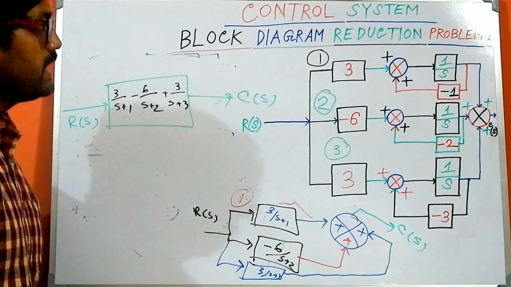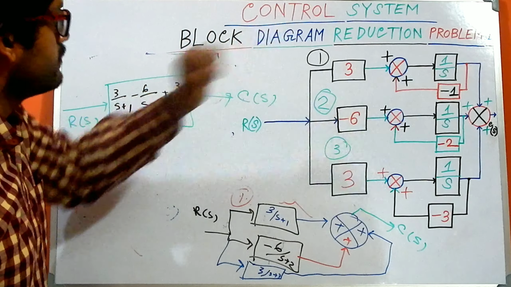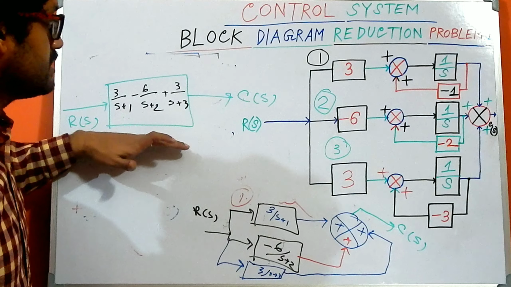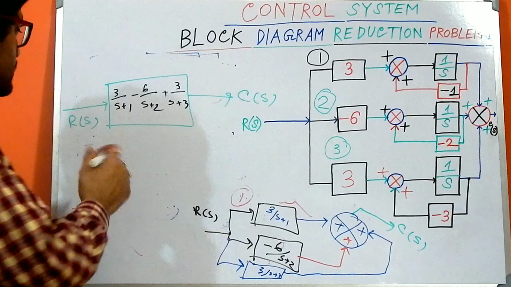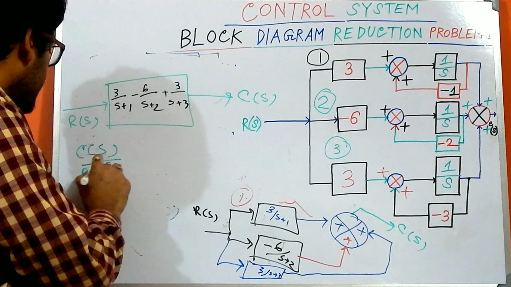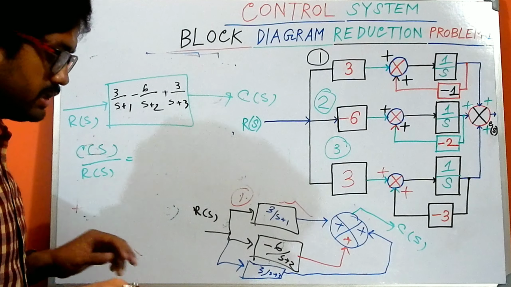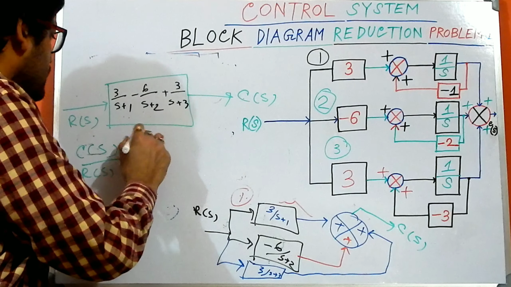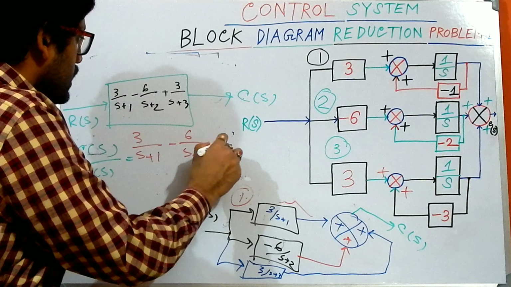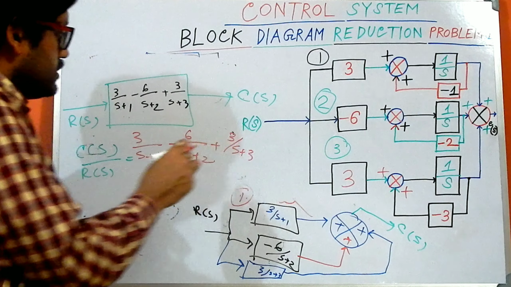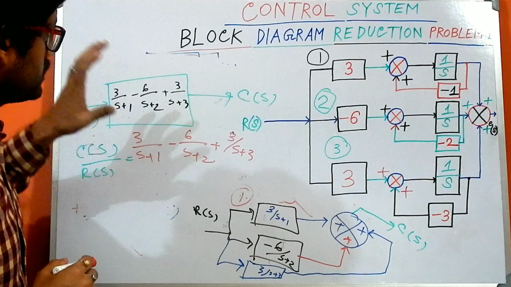I have told you while I was explaining the exact objective of this block diagram reduction. So this is my final answer for this type of problem. So what is the transfer function? The transfer function is nothing but CS divided by RS, which is the transfer function present inside this block. So what is the final transfer function? It is 3 divided by s plus 1 minus 6 divided by s plus 2 and plus 3 divided by s plus 3. So this is my final answer or final block for the block diagram reduction.